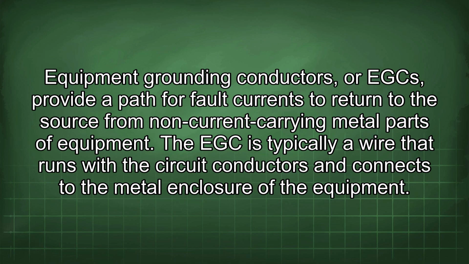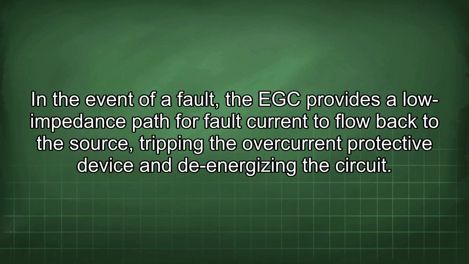The EGC is typically a wire that runs with the circuit conductors and connects to the metal enclosure of the equipment. In the event of a fault, the EGC provides a low-impedance path for fault current to flow back to the source, tripping the overcurrent protective device and de-energizing the circuit.